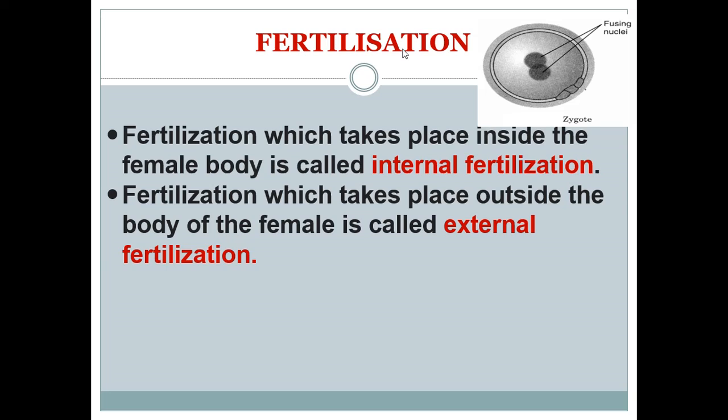As the eggs are laid, the male deposits sperms over them, and each sperm will swim in water with the help of its long tail, and the sperm come in contact with the eggs. So this results in fertilization. The type of fertilization which takes place outside the body of the female is called external fertilization. It is very common in aquatic animals such as fish, starfish, etc.